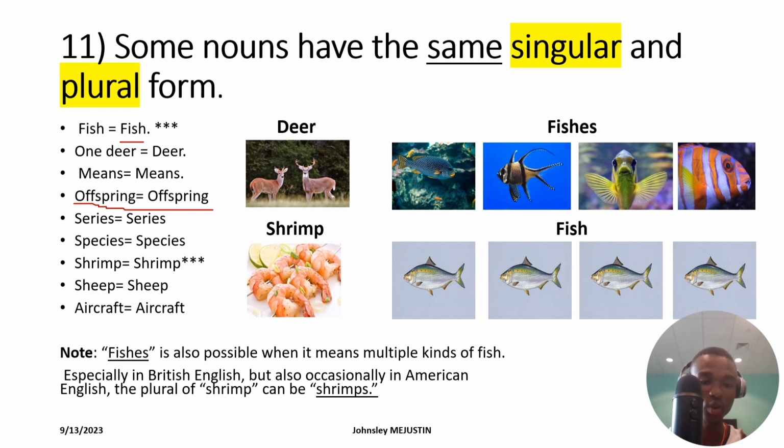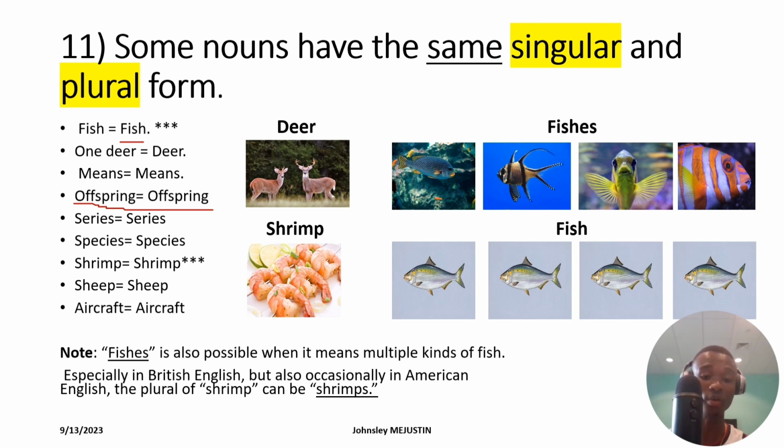One deer, two deer. In French, we call that cerf. Deer, deer. One deer, two deer, because they have the same singular and plural form. All right. Okay, so this is shrimp. In Creole, we call that cribiche. Okay, shrimp.